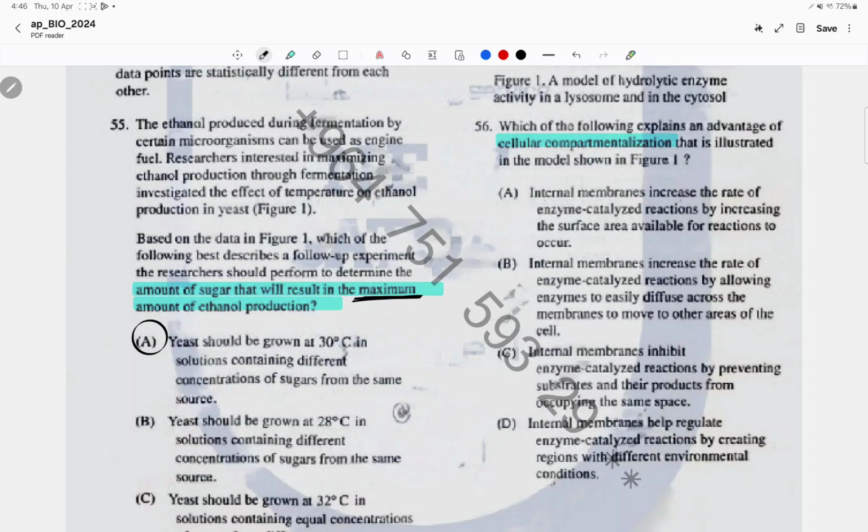Okay, so different environmental conditions. Cool.